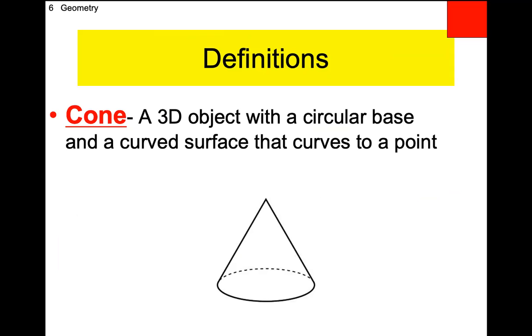Let's move on to our second shape, and it is a cone. A cone. All right, so a cone is a three-dimensional object with a circular base and a curved surface that curves to a point. Notice, it kind of looks like a pyramid a little bit, but the base is not a polygon. The base is a circle. The sides are not triangles. The side is a curved surface, right?